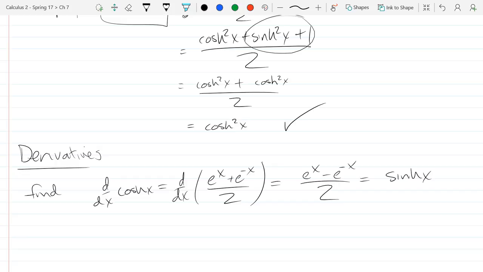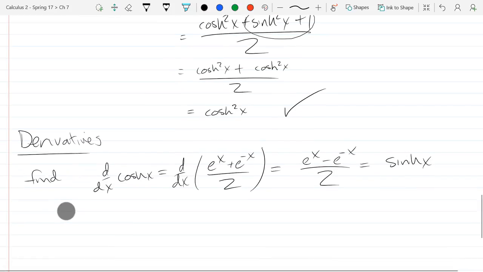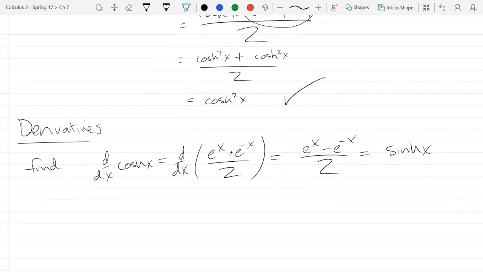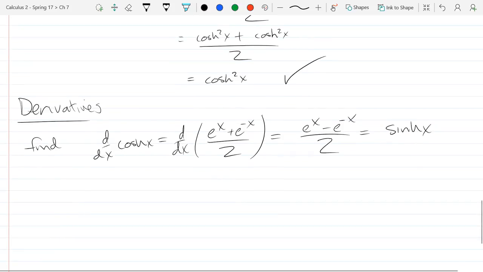That's one of the first indications of why they went with the trigonometric names for these. Before this, it seemed kind of arbitrary. So derivative of cosine is sine. Well, hyperbolic cosine is hyperbolic sine. If these weren't hyperbolic, you would have gotten negative. Derivative of regular cosine is negative sine. So what you're going to find is your negatives are not where you would normally expect them.